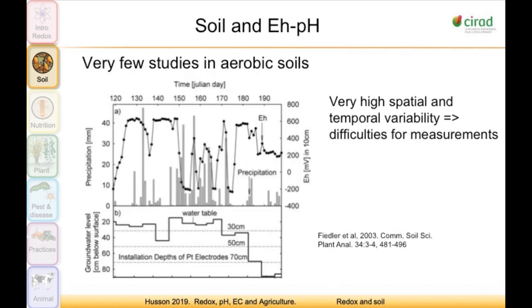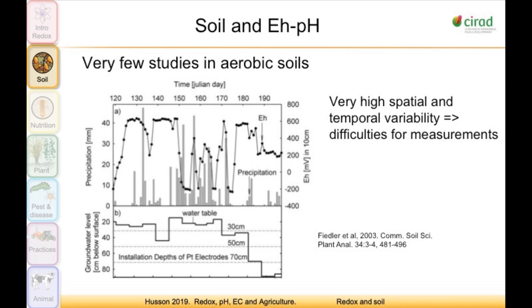In aerobic soil, five years ago there was almost no study. The only kind of things we could find is this kind of thing, where we have the water table, so it's all semi-aerobic, in fact. And what we see is that EH, when it's dry, you have the rainfall here. When it's dry, EH raises, and then some rain, it drops, and then drying, it's high, and then drops with the rain, and then drying. So you see how variable it is. This is 600 millivolt. This is minus 200 millivolt. So it's 800 millivolt difference within a few days.